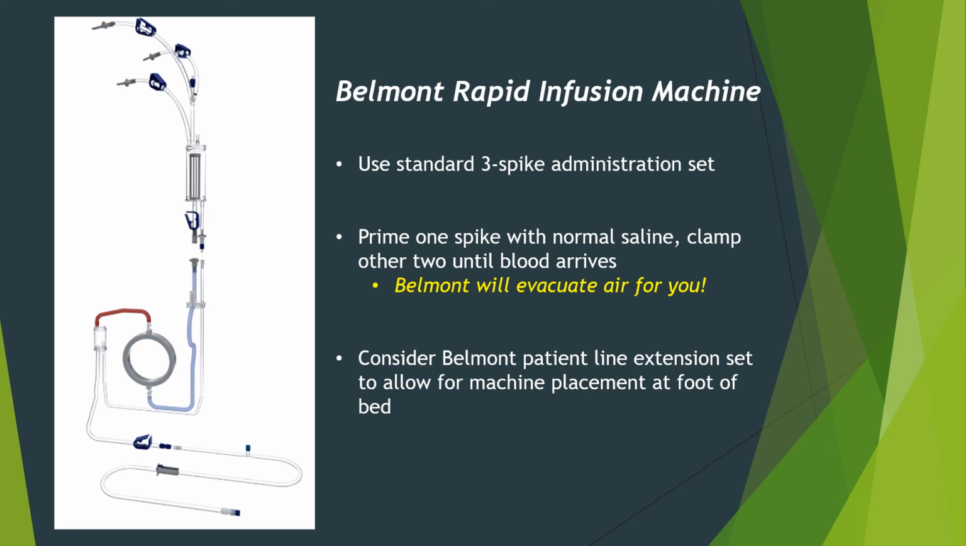And then the last part of the picture here is an extension line. And we recommend that you position the Belmont at the foot of the bed so that 2 nurses can operate, or a tech from the ER can operate the Belmont Rapid Infusion machine. So the 3-spike administration set with a patient line extension set allows for the machine to be placed at the foot of the bed.